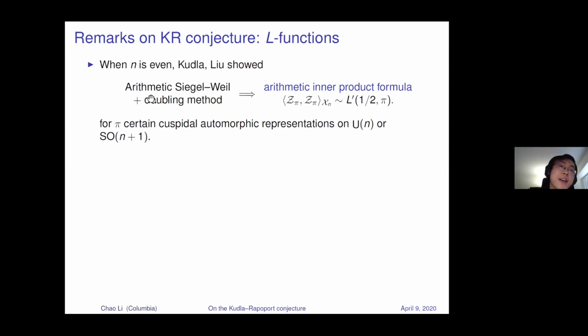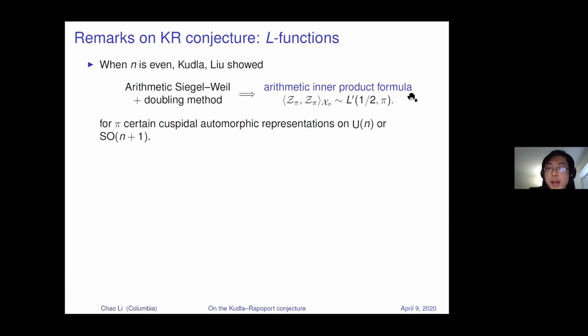For example, if I take n to be an even integer, then Steve Kudla and Yifeng Liu showed that if I have the full arithmetic Siegel-Weil formula, together with the doubling method of Piatetski-Shapiro and Rallis, we get a relation called the arithmetic inner product formula. It relates an arithmetic quantity with the central derivative of the standard L-function of a certain cuspidal automorphic representation on U(n) or SO(2n+1).